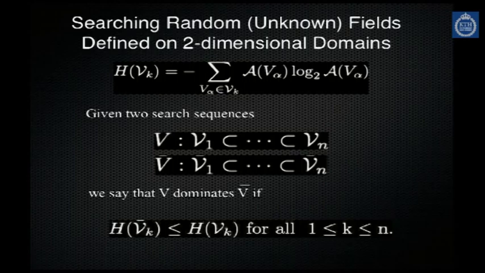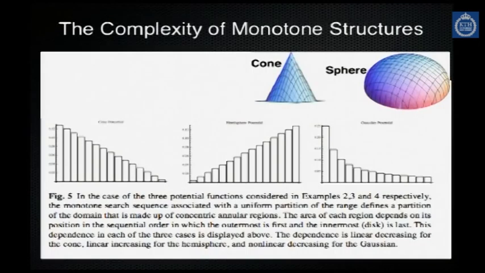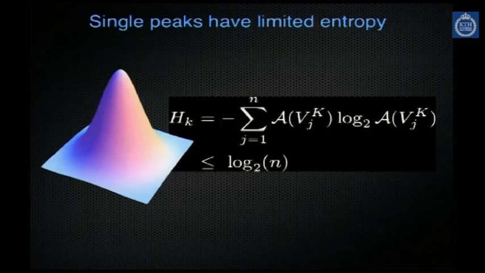So this gives me the idea then of taking these partitions of the domain and making a partial ordering on them, and that partial ordering is going to be determined by the information content that is associated with each. And what you can do is you can think about sort of monotone structures, standard fields that just have one peak, cones and spheres, but Gaussian mountain ranges as well. And you can associate these information metrics to each one of them.